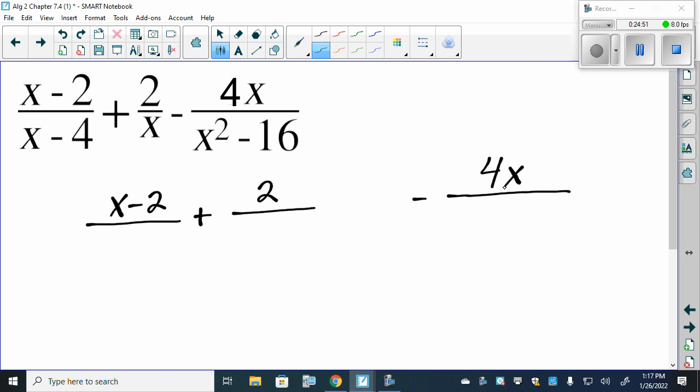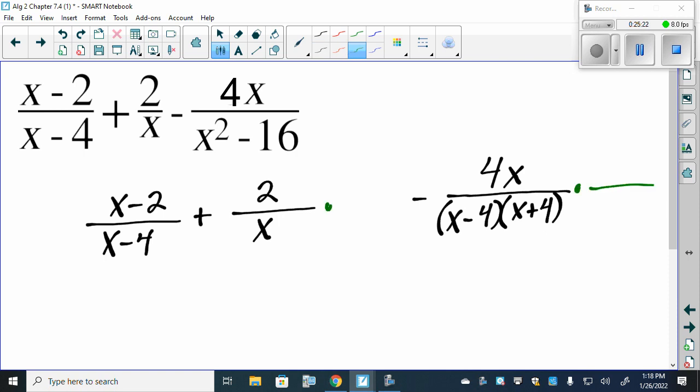Well, x minus 4 is not going to factor any further than it already is. And x is already simplified. Both of these are simplified. But the x squared minus 16 is factorable. And how would we factor this? It would be x minus 4 and x plus 4. And now that we have all these factored, we need to see what we need to multiply each one by so that the denominators are all the same.